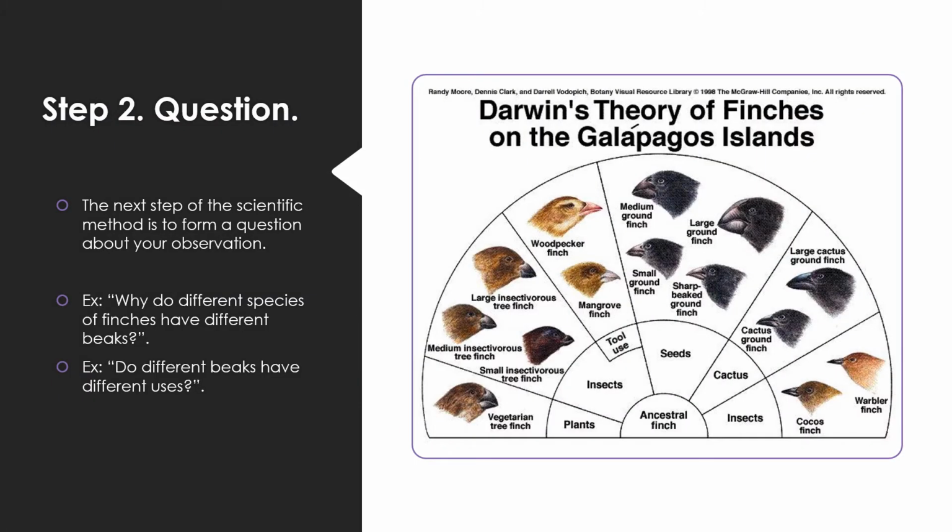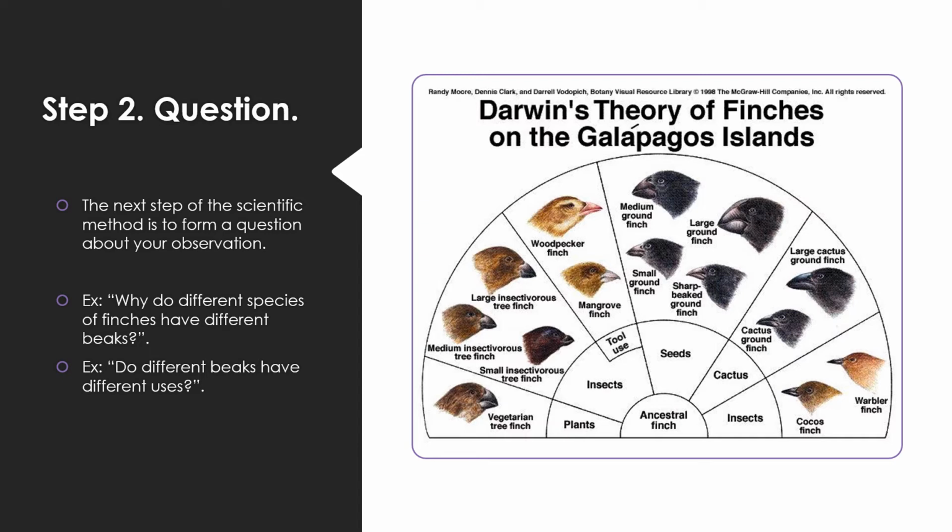Step 2 of the scientific method would be to form a question about your observation. So, for example, you see all these finches. Different finches are different sizes. Their beaks vary. Some have short, stout beaks, some have long, thin beaks. So perhaps a question you would form about your observation here would be, why do different species of finches have different beaks? Or, do different beaks have different uses? Like for eating, for example.